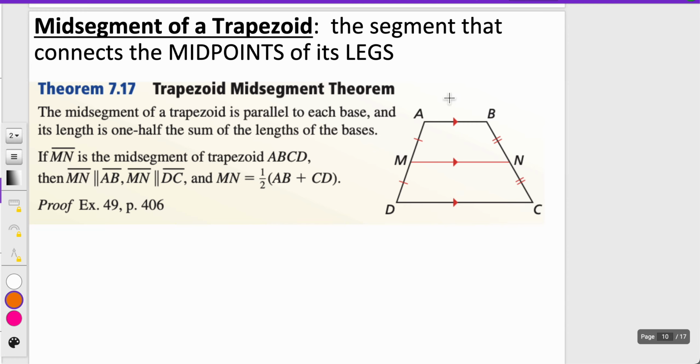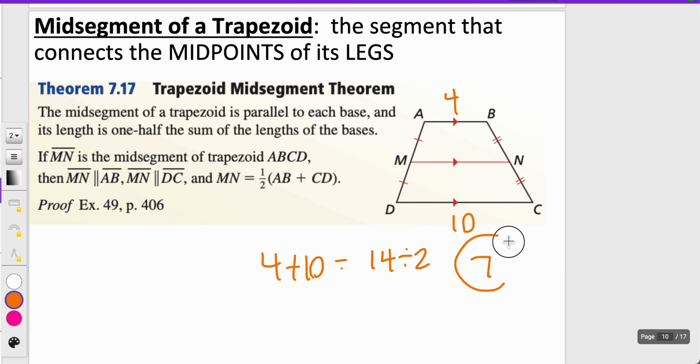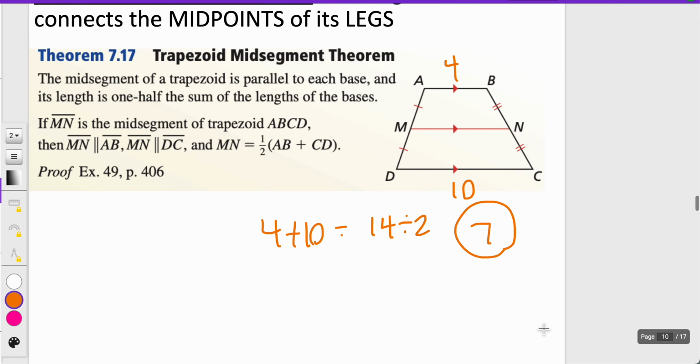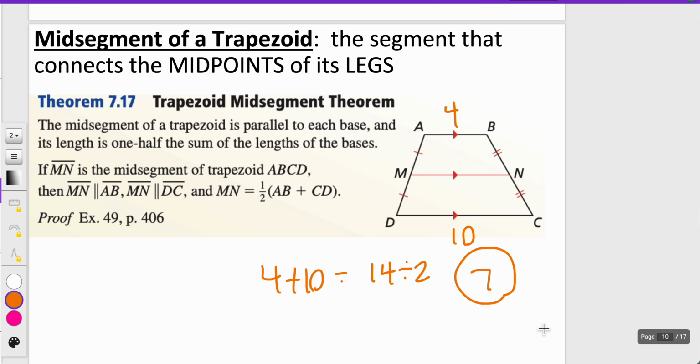For example, I'm just going to make up some numbers. If AB is 4 and CD is 10, I could say 4 plus 10 is 14, and then divide that by 2. The mid-segment would then have to be 7, okay? So make sure we have that filled in on our theorem sheet as well, so we can go ahead and try some questions next.